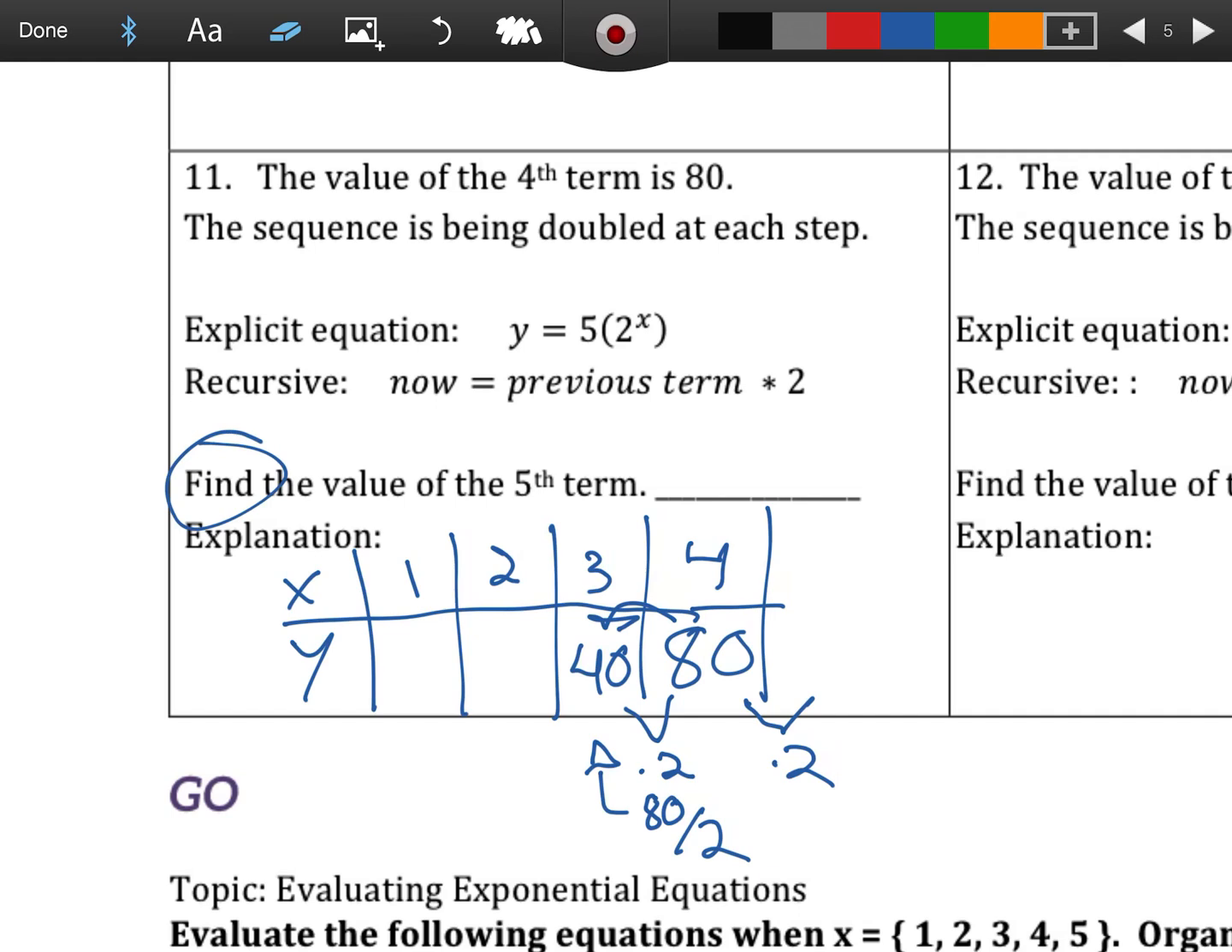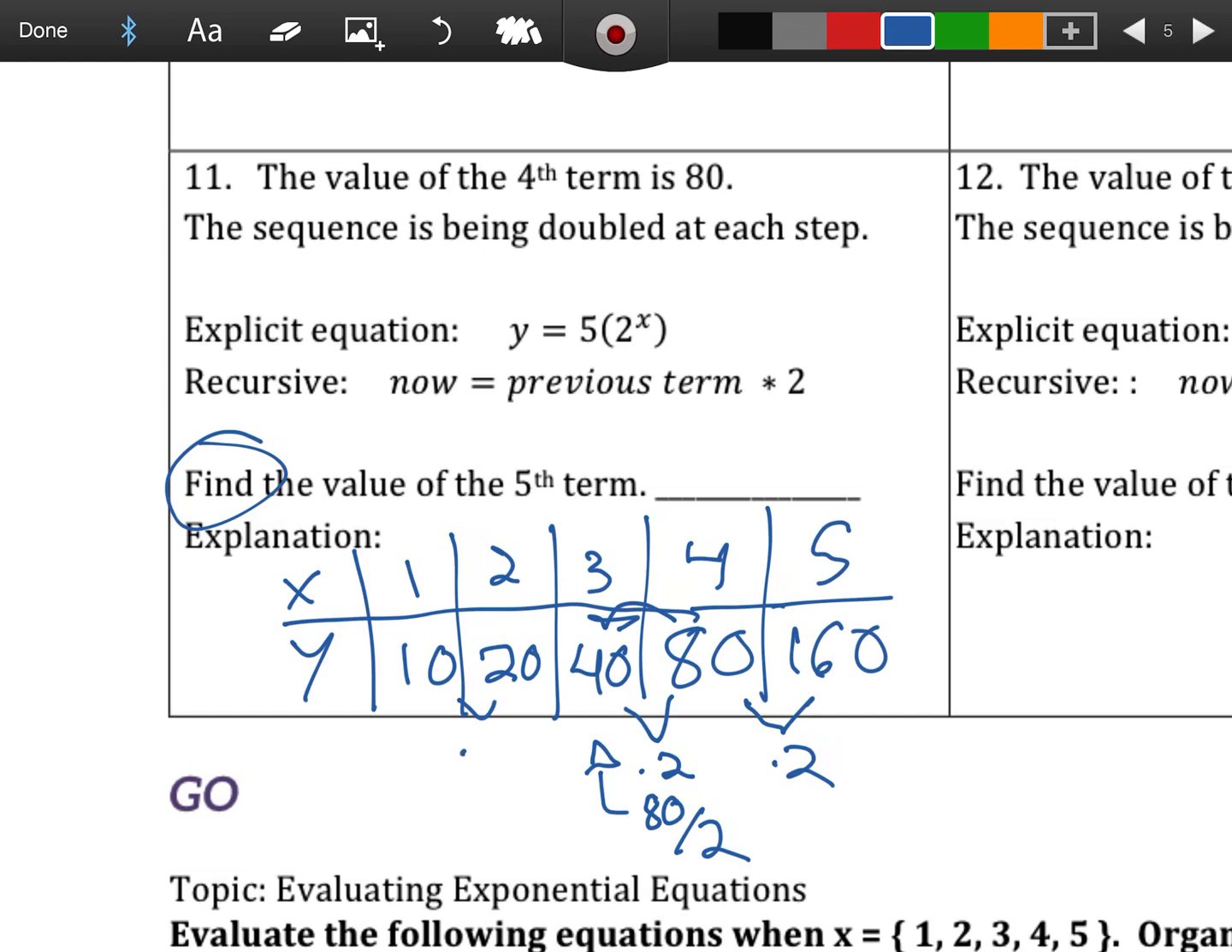And then just keep taking half of that term to go backwards. And this isn't necessarily working to help find the fifth term, but it's all good. It's good to fill this in as much as you can. That's what you should be challenging yourself to do as you move through all of these problems. So half of 40 is going to be 20. Half of 20 is going to be 10.